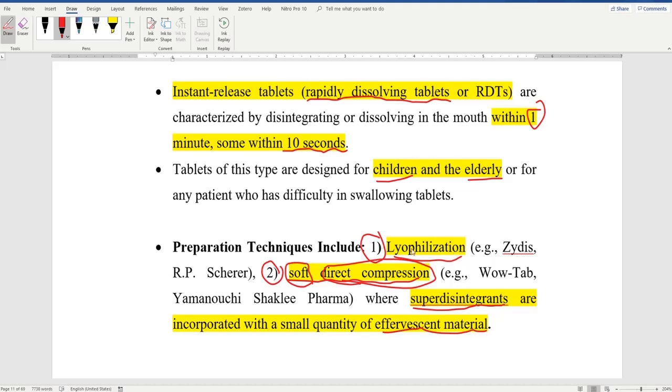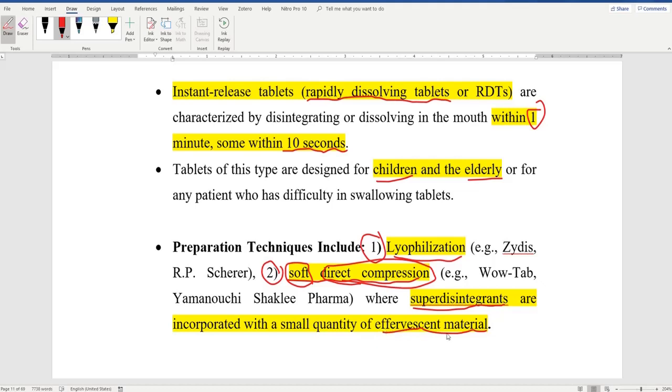In lyophilization also the tablet will break easily. Here it will break easily. That's why I need to be careful. Right or not? But I need that so that it can dissolve and disintegrate very quickly on the tongue. Okay, in addition to applying direct compression or soft, I need to use super disintegrants so that it can disintegrate very quickly in the mouth.